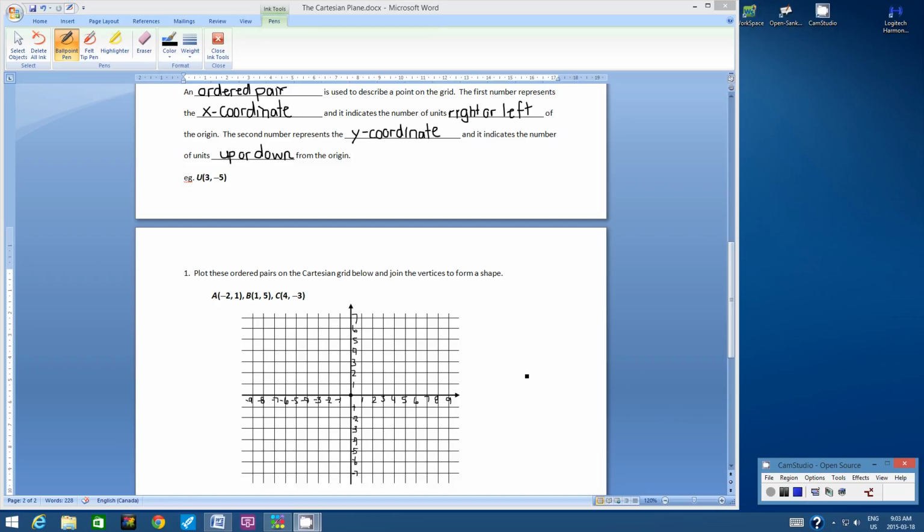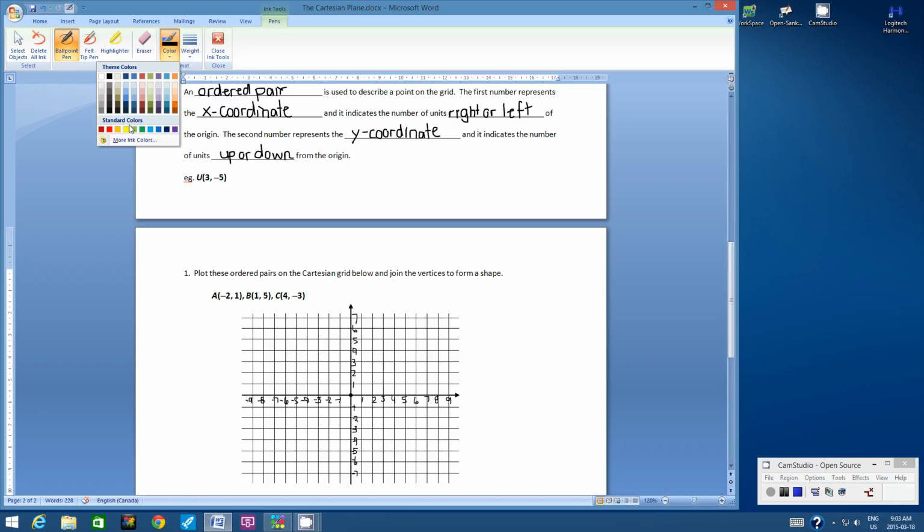All right, so hopefully you've numbered the x and y axes. Remember, when you're numbering the axes, you have to make sure that the number appears right on the line. The number should not appear in the space or in the box between the lines.